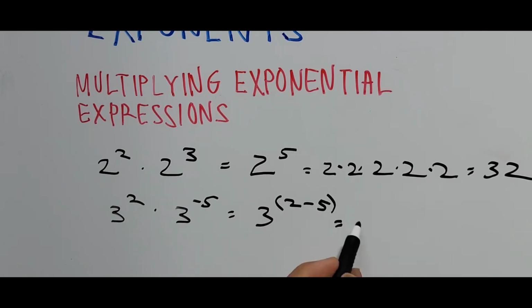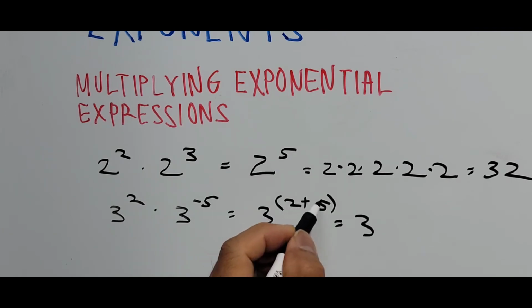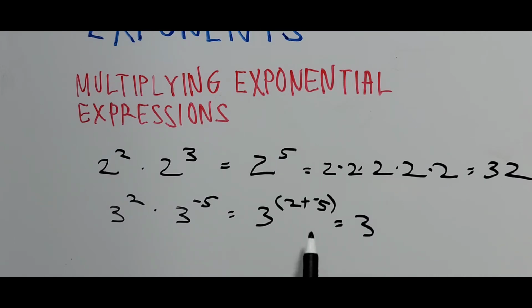The base is 3. Since the sign is negative here, it's like you're adding, actually, plus negative 5. So you add the exponents: copy the base and add. 2 plus negative 5, what's the answer? It's negative 3, right? We simplify that further, and that means 3 raised to the negative 3rd power.